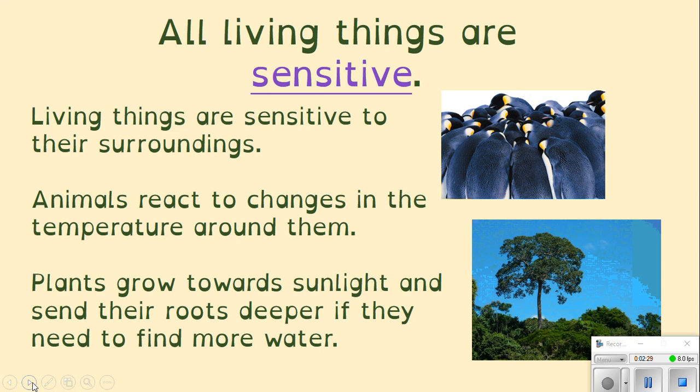We're sensitive. If somebody pinches us, we can feel it. It hurts us. If we're hot, we need to fan ourselves or we go somewhere cool. If we're cold, we dress up and make sure that we're warmer. So we're sensitive to temperature.